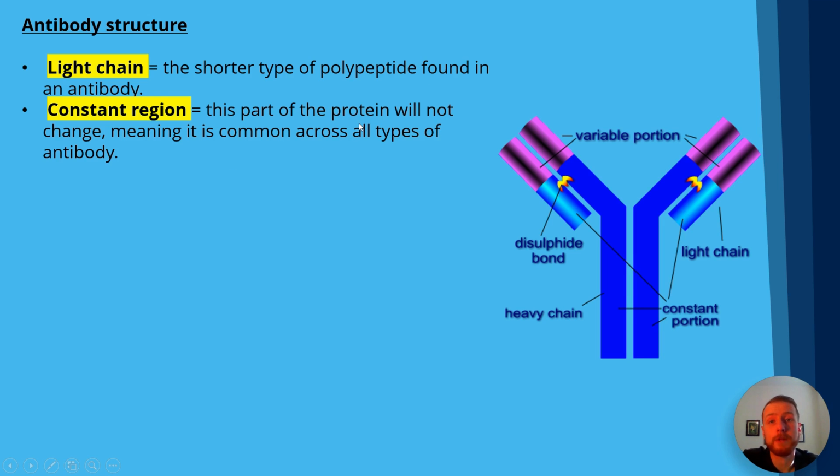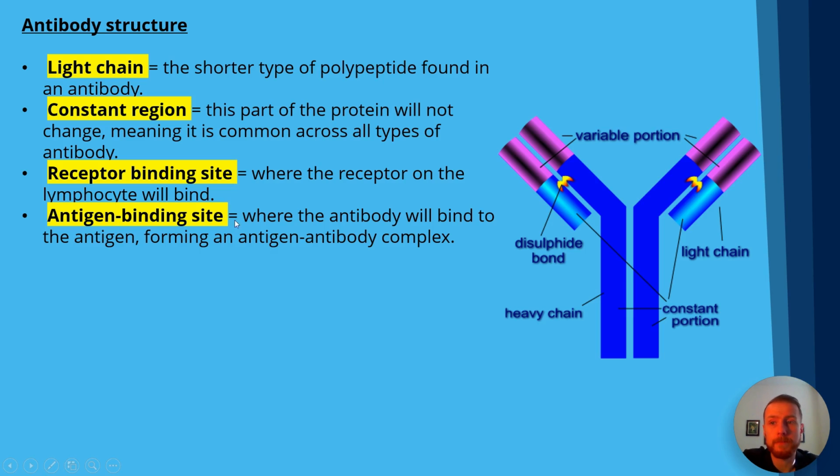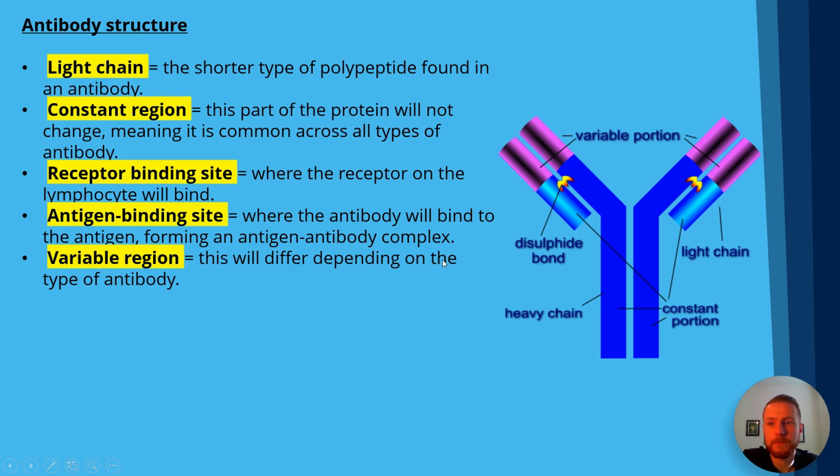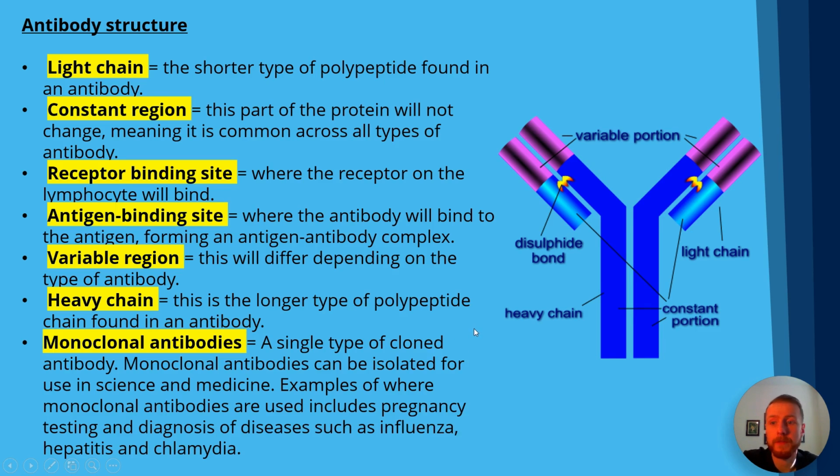The constant region is the part of the protein that will not change, meaning it is common across all types of antibody. The receptor binding site is where the receptor on the lymphocyte will bind, and the antigen binding site is where the antibody will bind to the antigen, forming an antigen-antibody complex. The variable region will differ depending on the type of antibody and depending on the R groups of the amino acids that make it up. The heavy chain is the longer one in the middle, and there are 2 of them in each antibody, and it's made up of amino acids, which is why it's called a polypeptide.